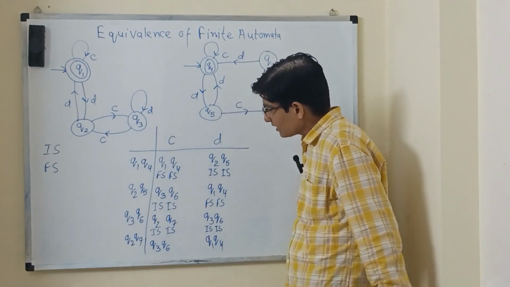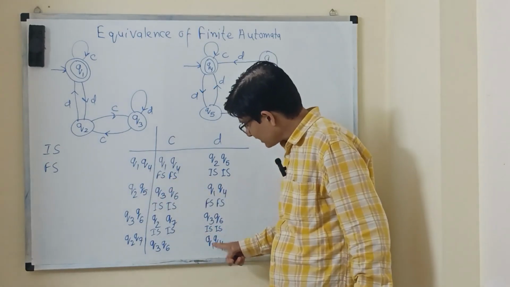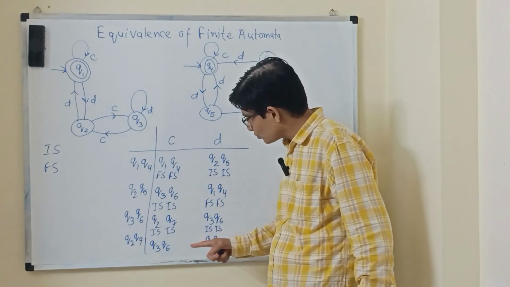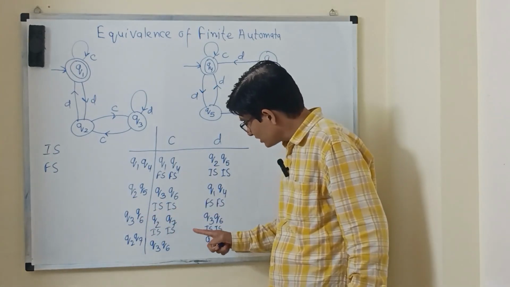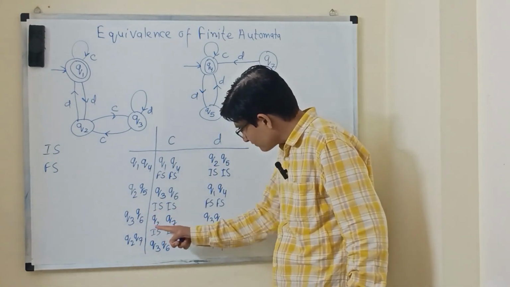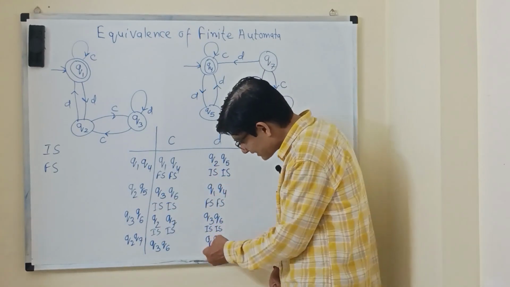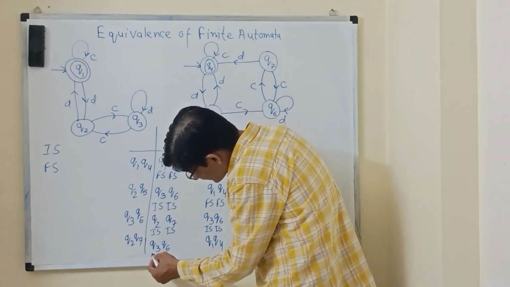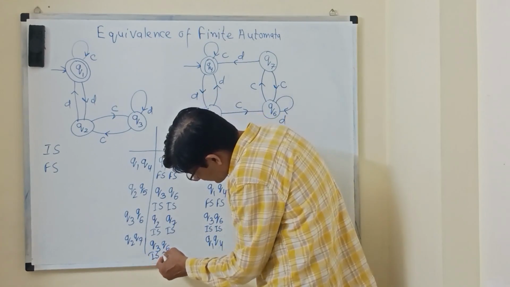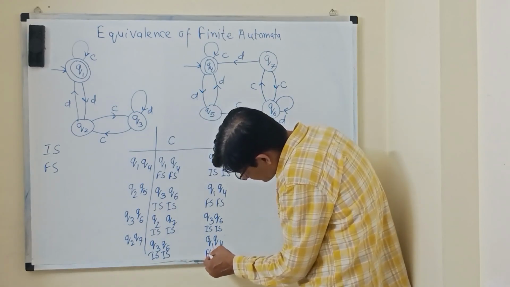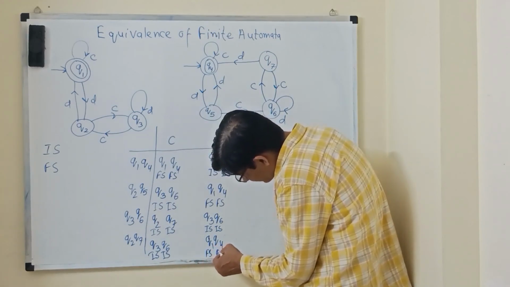Now you can see Q1, Q4 we have explored. Q2, Q5 we have explored. Q3, Q6 we have explored. Q2, Q7 we have explored. Now no new state is there. And now finally check these two pairs. So this is again an intermediate state. And this is again a final state and final state.